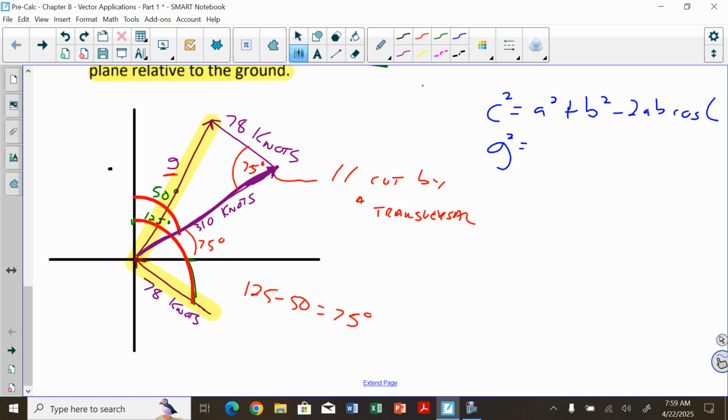equals, well, I've got a couple other values. I've got 78 squared plus I've got a 310 right here. So I've got the other values of the triangle. I'm just trying to solve the triangle and find the missing values, which we've done before, which is getting the picture set up. Minus 2 times 78 times 310 times the cosine of, remember, the angle opposite the side we're trying to find, cosine of 75.